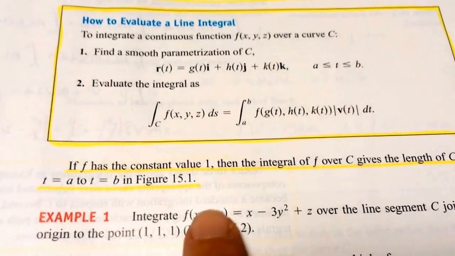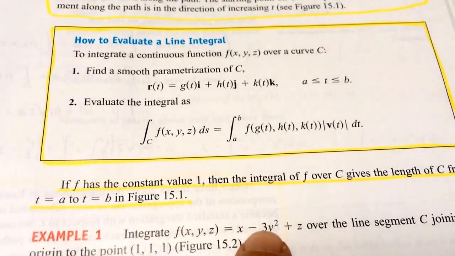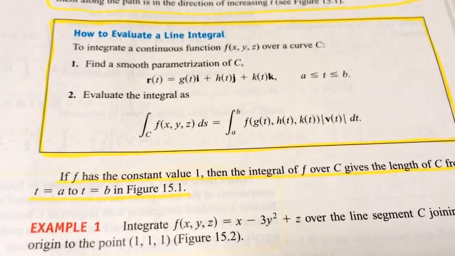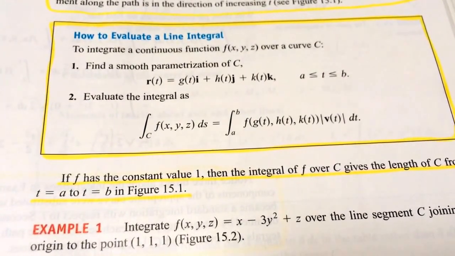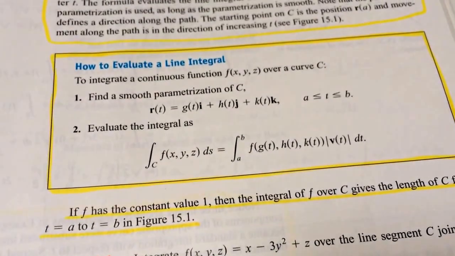And so notice here, if your function is a 1, then what you're finding is just arc length. You're finding the length of a curve. So this is, I think, maybe your 4th formula now for arc length. You had, I think, 3, if I'm remembering correctly, in Cal B. So here's another one.